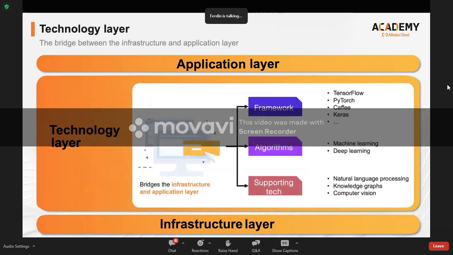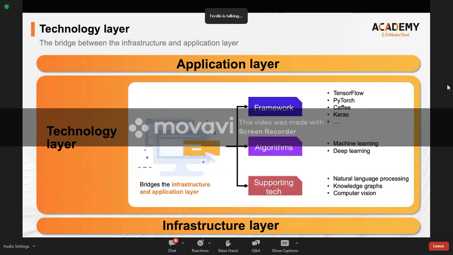And then we have the technology layer. This will bridge the infrastructure and the application layer. In the framework, we have various deep learning frameworks like TensorFlow, PyTorch, Caffe, or Keras. These are all by default available. And then algorithms, there are some algorithms related to machine learning as well as deep learning. And for the supporting technologies, these frameworks and algorithms are used for problems related to natural language processing, computer vision, that is the image based systems, and then for the knowledge graphs.